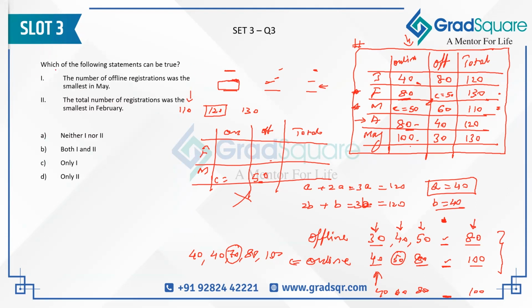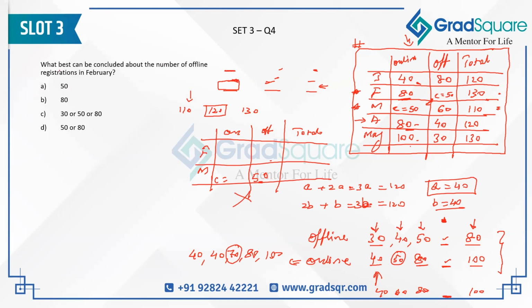The third question of the set, which of the following statements can be true? Can be true. We have just one outcome possible for us, and we have every value being fixed over here. So we will just try to look at which of the following is true. The number of offline registrations was the smallest in the month of May. The number of offline registrations for the month of May was smallest, 30. Yes. So the first statement is true. Look at the second statement. The total number of registrations was the smallest for the month of February, 130. No, that's incorrect. So which one is correct? Only one is correct. So option C then becomes the answer for the third question of this particular set.